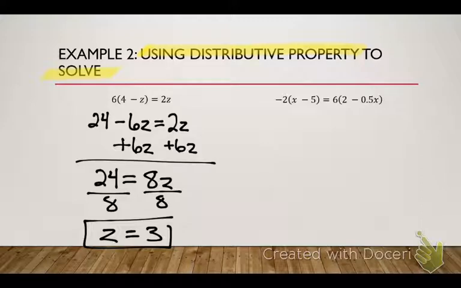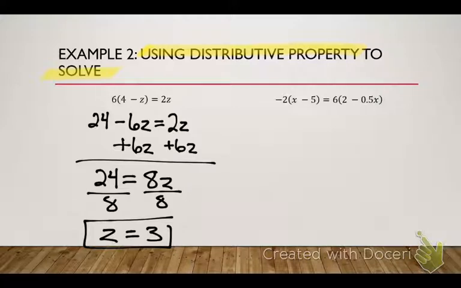All right, write down the next problem. Negative 2 times x minus 5 equals 6 times 2 minus 0.5x. We have to remember our rules for multiplying negatives. An even number of negatives gives a positive answer. So if I multiply 2 negatives, my answer is positive. If I multiply 1 negative, that's odd, my answer is negative. So my even-odd rule is very important when we're distributing.